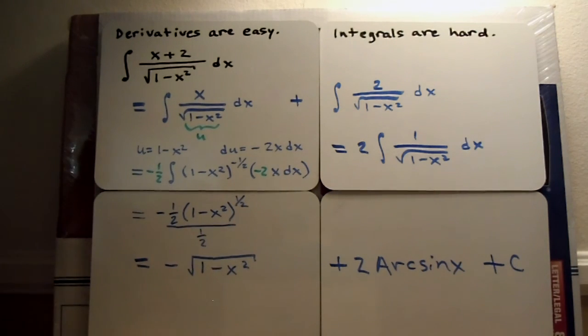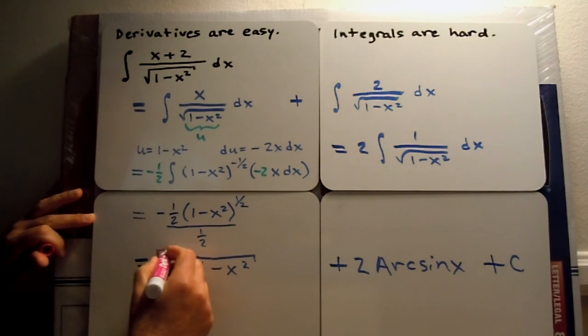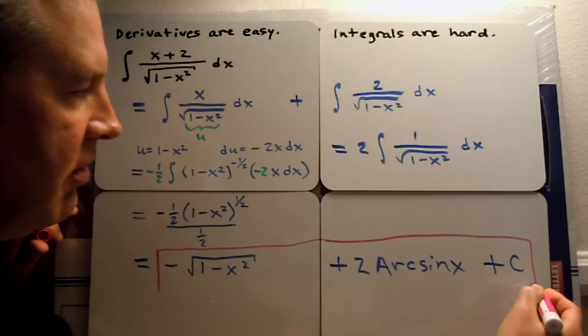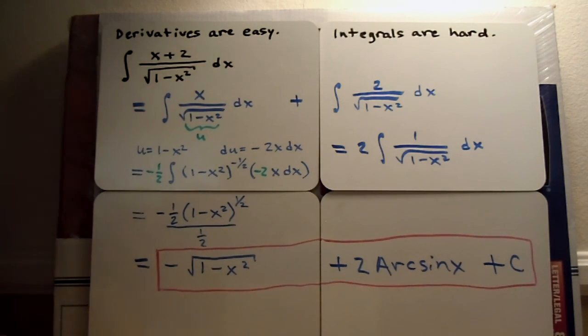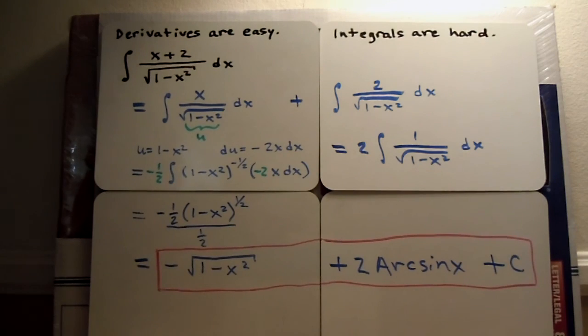So your final answer ends up being the sum of these two integrals added together. Negative square root of 1 minus x squared plus 2 arcsine of x plus c.